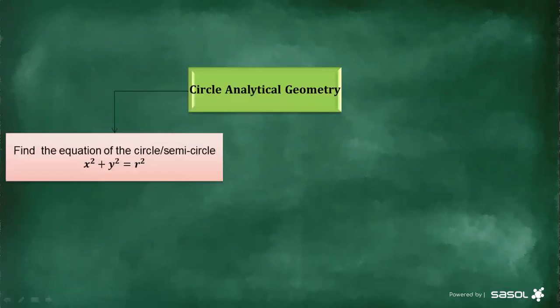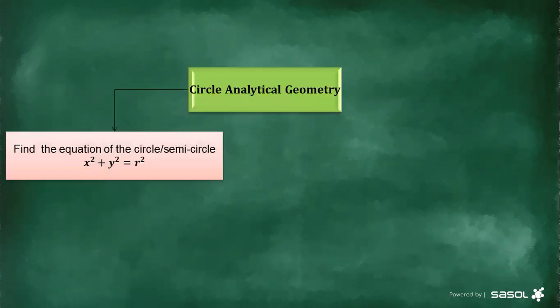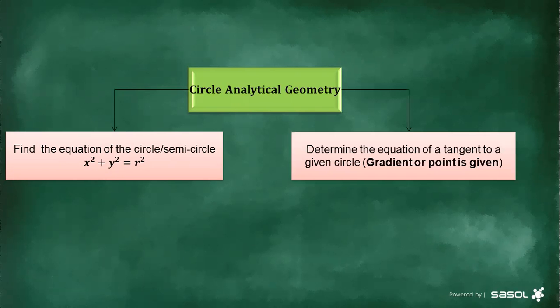All right, circle analytical geometry. One should be able to find the equation of a circle or a semicircle in the form x squared plus y squared equals r squared. And then we have to determine the equation of a tangent to a given circle where the gradient or a point is given. All right, these are the things that we need to look into under circle. Now let's see if we can get a question to address everything under circle analytical geometry.